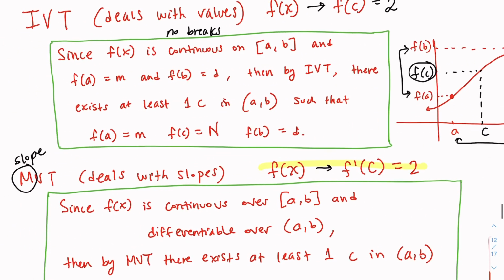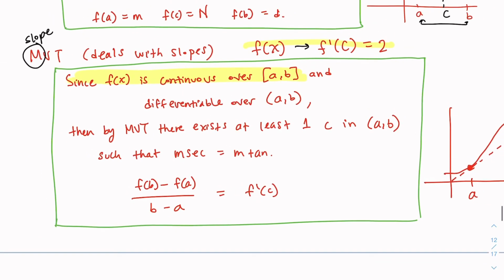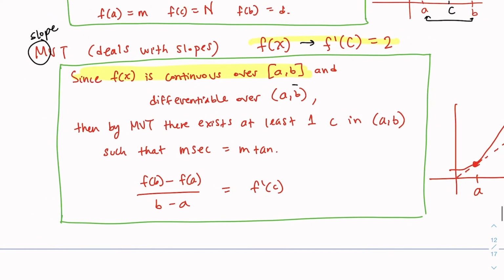Similarly, that's the same for MVT. Notice that we start with the same wording: since f of x is continuous. Now, because with IVT we're dealing with values, the second condition has to be about the y values. But for MVT we're dealing with slopes, so the second condition has to be about slopes. We have to be able to take the derivative or find the slope at any value. So for MVT, we're continuous over the closed and differentiable over the open.